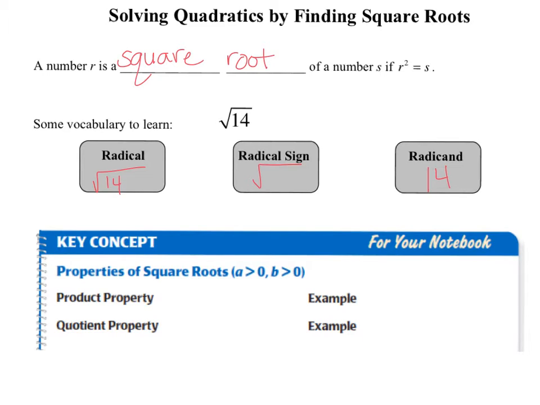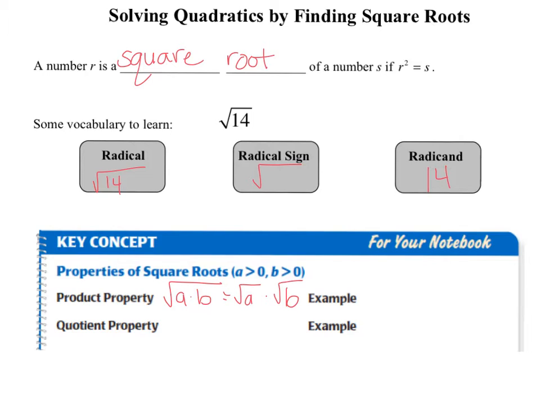Key concept. Properties of square roots. As long as a is greater than 0 and b is greater than 0, the product property applies. The square root of a times b is equal to the square root of a times the square root of b. And we use this property a lot when simplifying radicals.